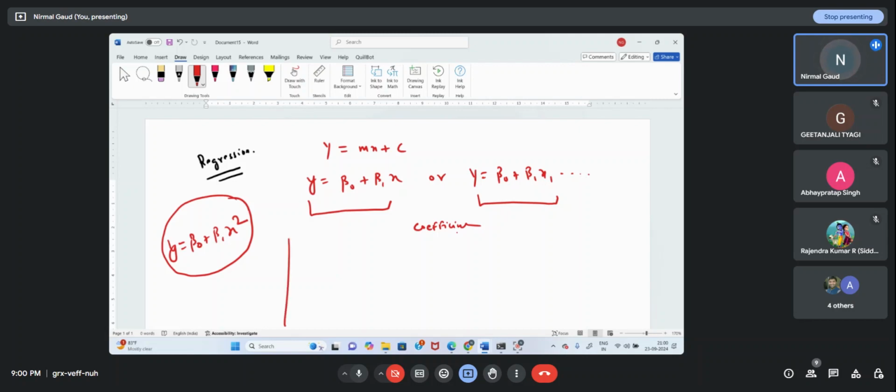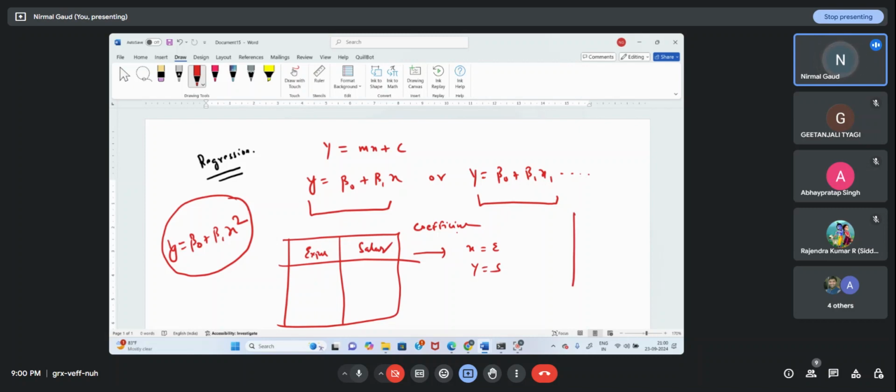Okay, for example, if you have data like this, experience and salary, it can be considered under simple linear regression. X is experience, y is salary. So we can expect here that experience and salary can have a linear relationship. As experience increases, salary also increases. We can say it's a simple regression analysis.